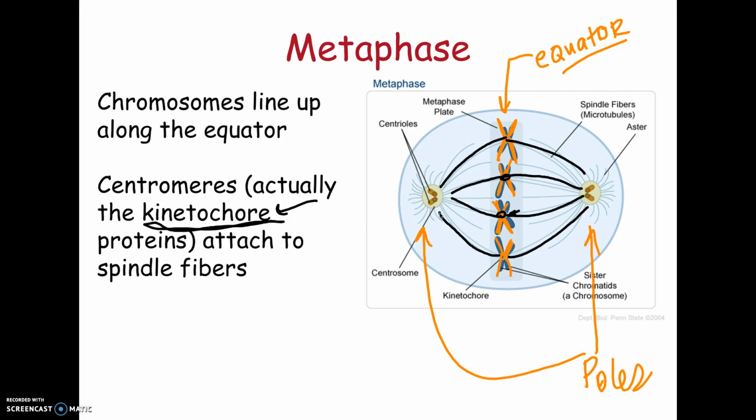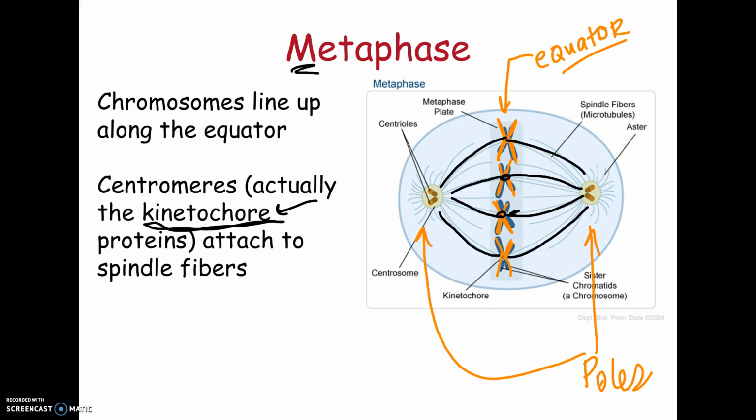But to me, this is very easy to recognize. Think of meta as middle. M for meta, middle. Chromosomes basically line up in a straight line. So if I was going to draw a human cell, I'd have to draw 46 chromosomes, all lined up in a straight line to represent metaphase, which again would look ridiculous, but that is what I would have to draw. All right, any questions on metaphase?